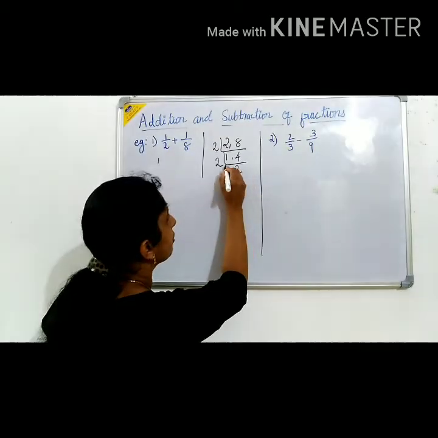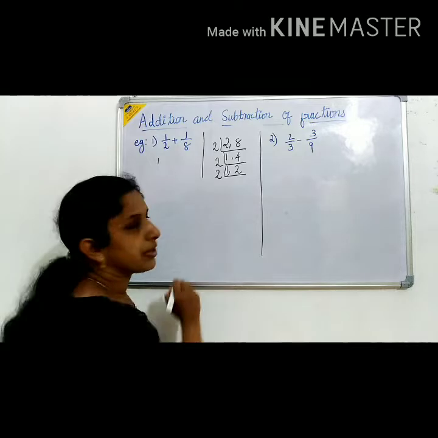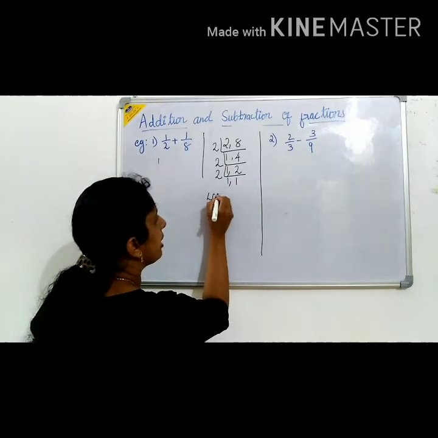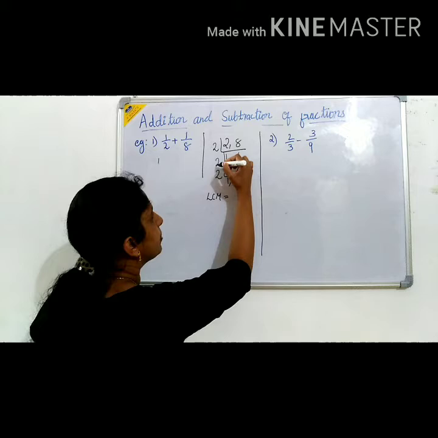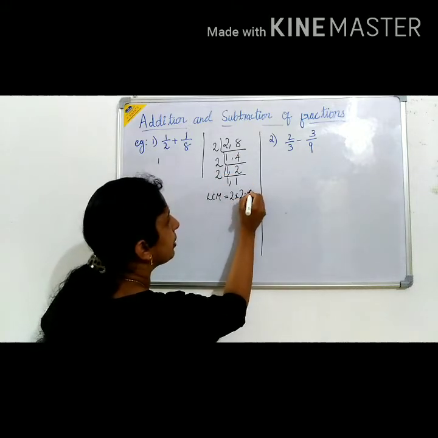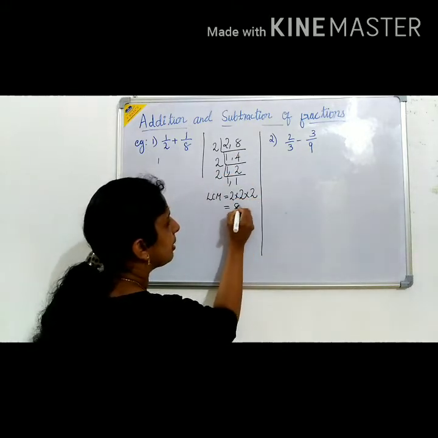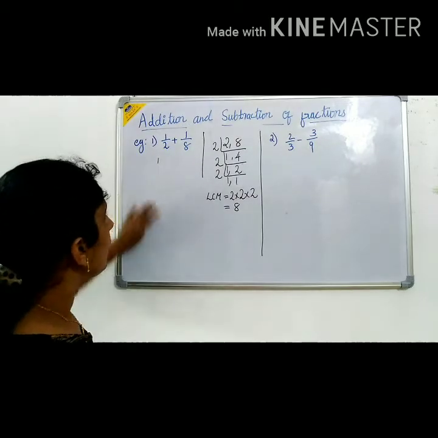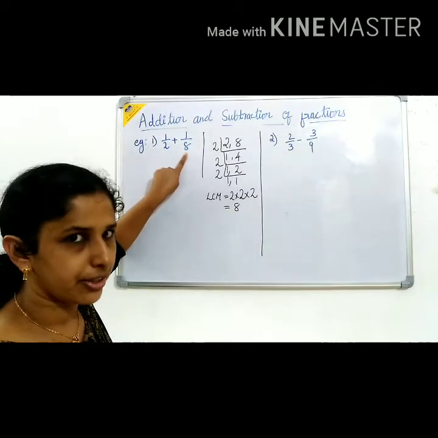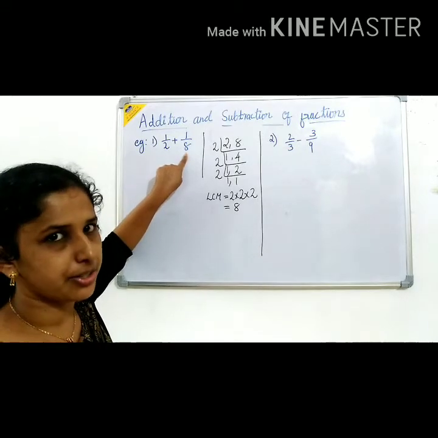2 2s are 4. Again this is divisible by 2, or 2 is a factor. 1, 1. Therefore LCM is equal to 2 into 2 into 2. 3 2s are there. That is equal to 8. You listen here. Here the second fraction already has denominator 8. So no need of changing its denominator.